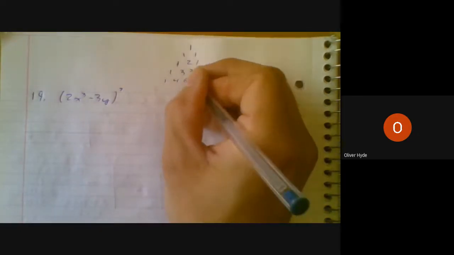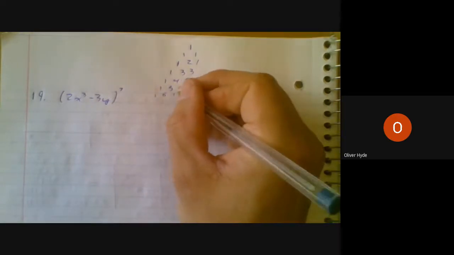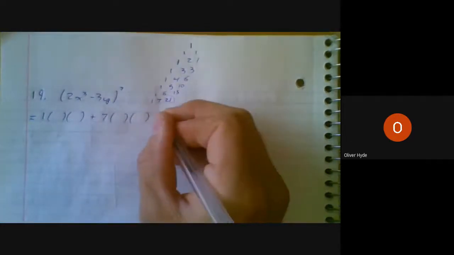1, 3, 3. It's a recursive definition. Interior elements are the sums of the adjacent elements on the previous row. 1, 4, 6, 1, 5, 10, 1, 6, 15, 1, 7, 21. These are going to be the original coefficients. It'll be 1 something something plus 7 something something plus 21 something something, like that. Just the first three.